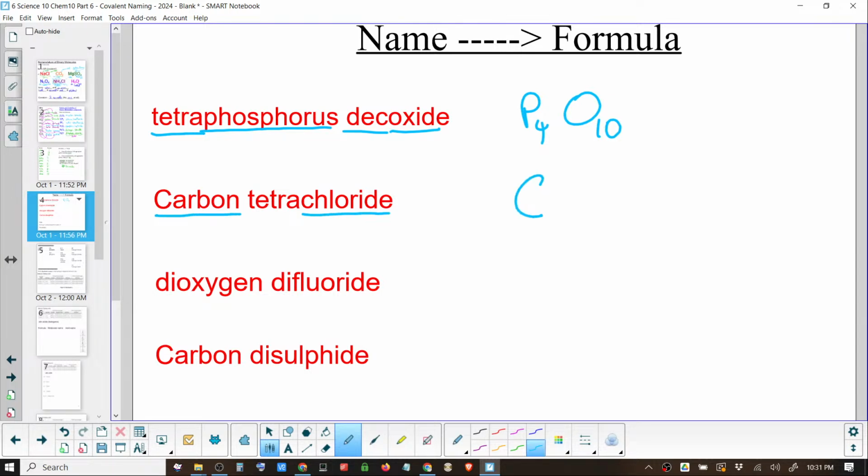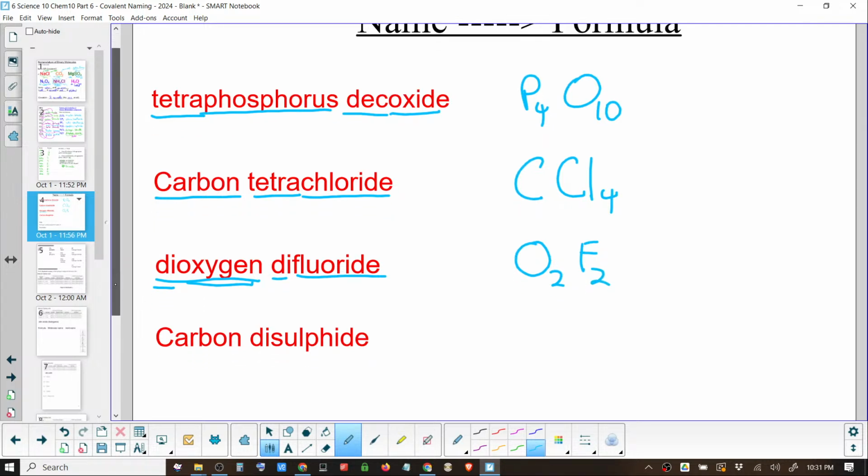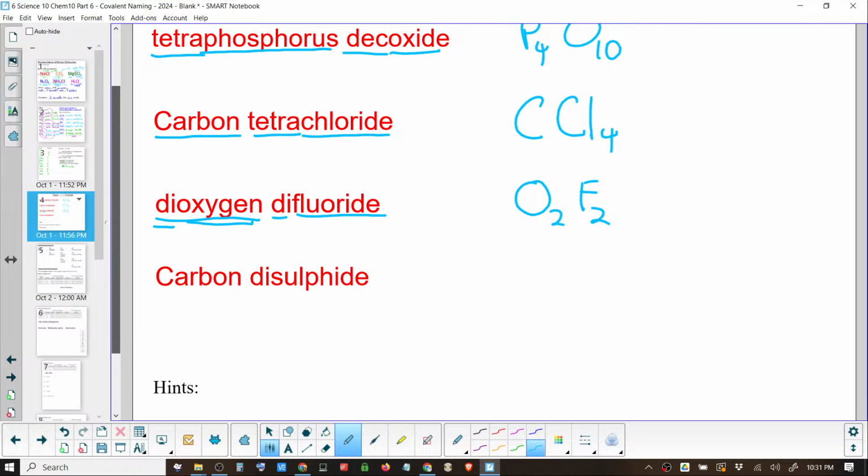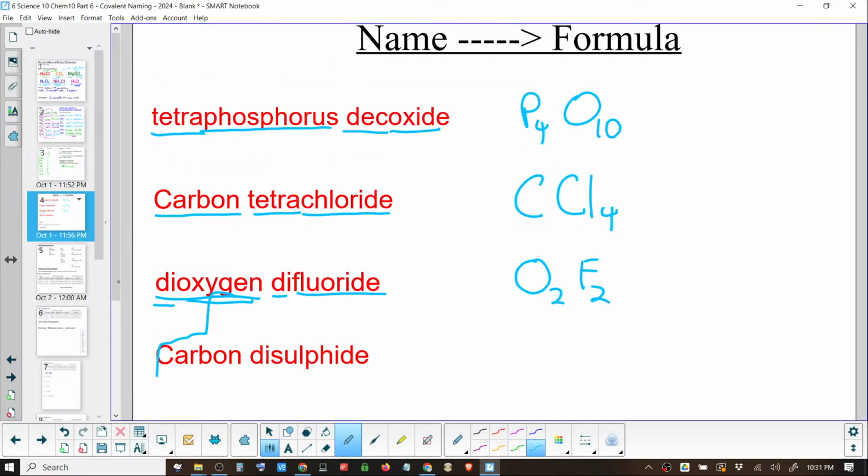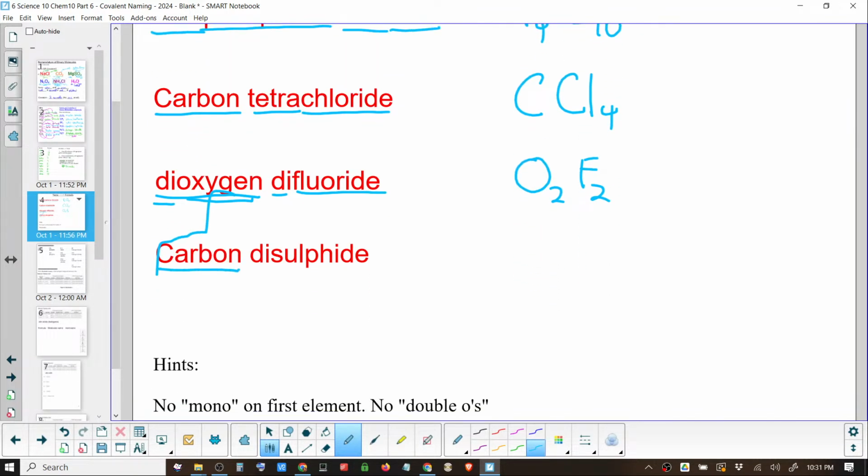Carbon tetrachloride, so chloride and carbon, so carbon is C, there's nothing in front of it, which means it must be mono, so it's by itself, chloride, Cl, and tetra, meaning 4. Dioxygen, so oxygen, O. Di, meaning 2. Fluoride, F. Di also meaning 2 here, O2F2. And then carbon disulfide. Carbon by itself. No mono, but no other prefix, so it must be 1. Sulfide, meaning S, and di, 2.